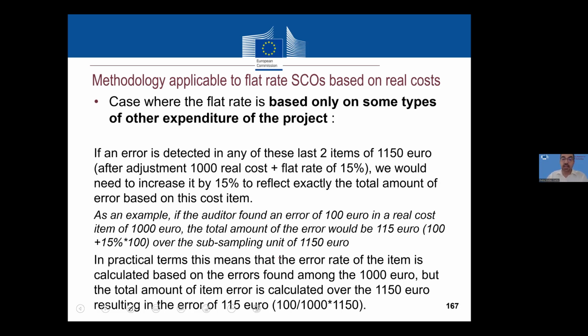And if an error is detected in any of these 2 items that have this enlarged expenditure, so that have this component of the real cost and the flat rate, you need, of course, to increase the error that you found in this item by 15% in order to reflect the flat rate. Example, you have found an error of 100 euros in the real cost item of 1,000 euros. The amount to be inputted as an error for this item is not 100, but 115. 100 plus 15% of 100, so 115 euros over this subsample unit of 1,150 euros. In practical terms, it means that the error rate of the item is calculated based on the errors found among the 1,000 euros, but the total amount of error has to be enlarged by the flat rate.